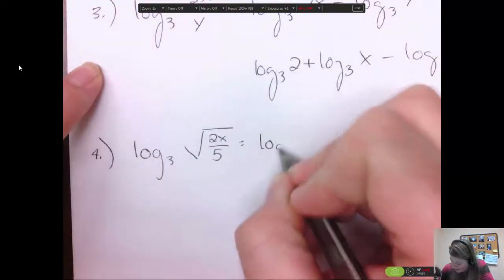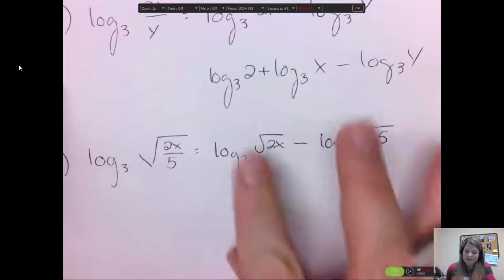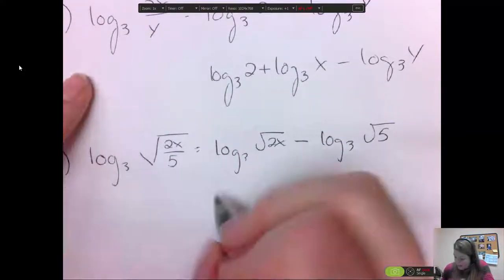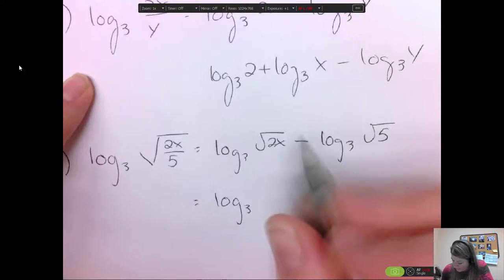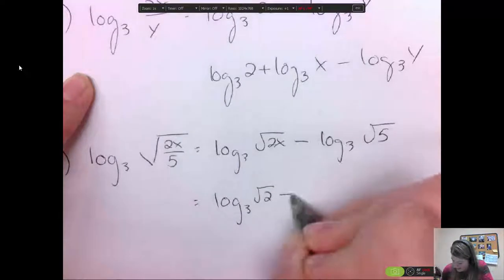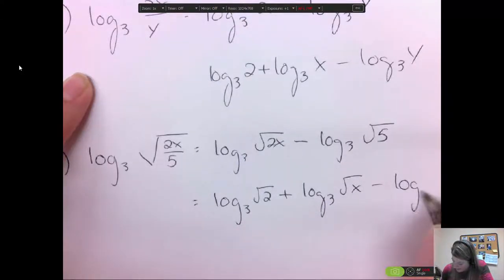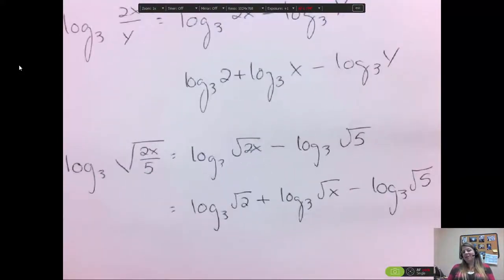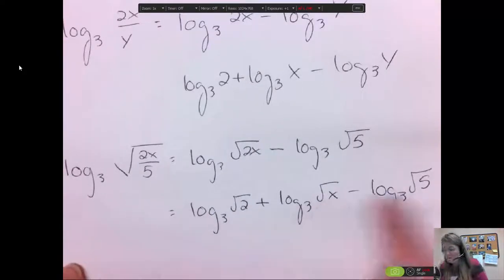So we go log base 3 of the square root of 2x minus log base 3 of the square root of 5. So from here, I need to break this one up, kind of like I just did in the other problem. So I would have log base 3 of the square root of 2 plus log base 3 the square root of x minus log base 3 square root of 5. And I would think that looks like you're done, but you actually cannot have the square root sign in there. So I'm going to convert that to the power of 1/2.